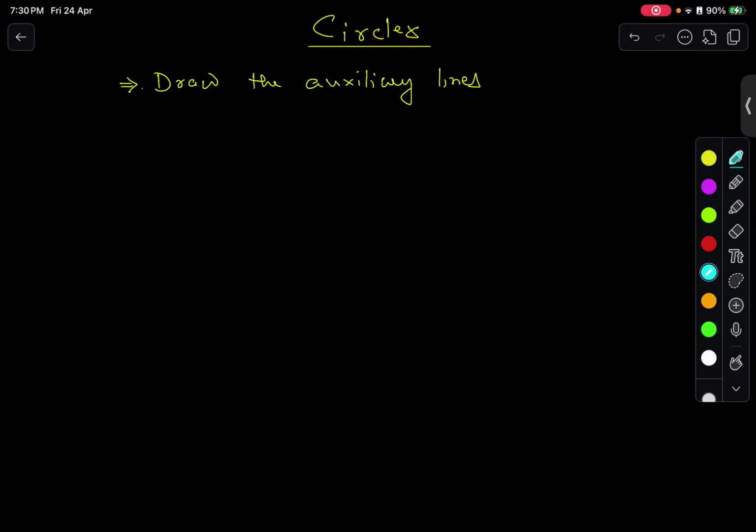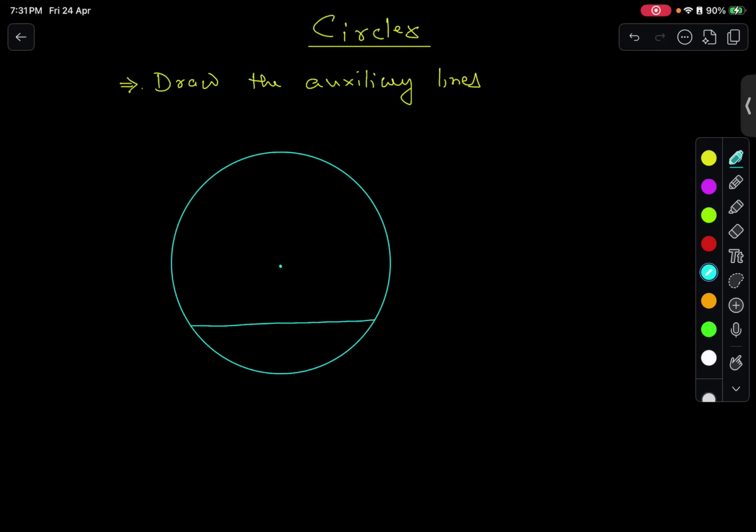Okay, so we are doing circles, right? Mainly we have to see what constructions we have to do and how to deal with circles. So first, we'll start with our basics. You know the circle having center C, and if this line is drawn, this is called a chord, right? And this line is the diameter, right?